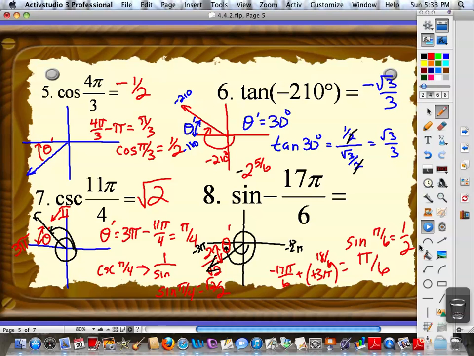But where is theta? Theta is actually in the third quadrant. In the third quadrant, the sign is negative. So the sine of negative 17/6 pi is going to be negative 1/2. The sign is negative in the third quadrant. So even though my reference angle's value was positive, I've got to think about what quadrant my actual angle is in and then assign the appropriate value. Okay.